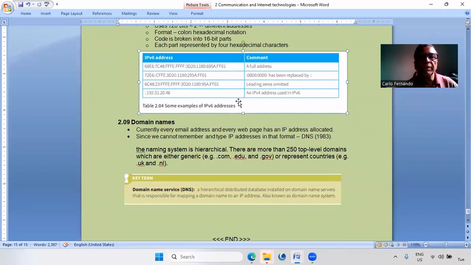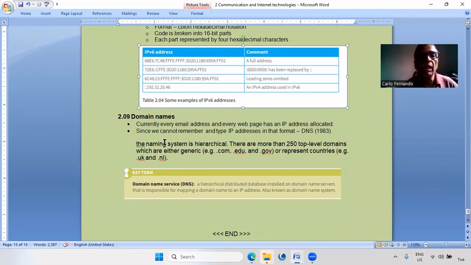Some examples of IPv6 addresses. Domain names. Finally, we come to domain names. Currently, every email address and every web page has an IP address allocated. Since we cannot remember and type IP addresses in that format, DNS was introduced in 1983. DNS is domain name server or service.